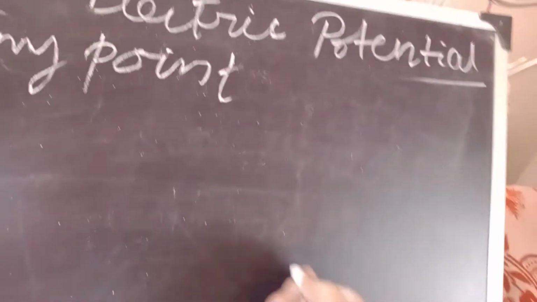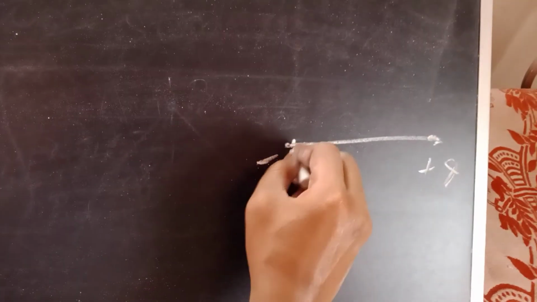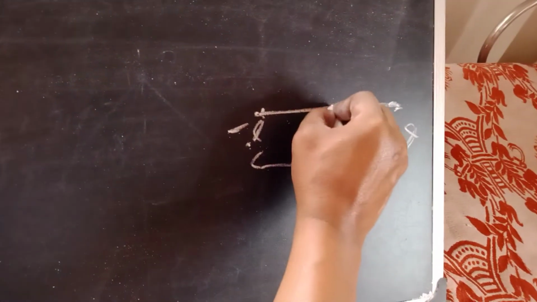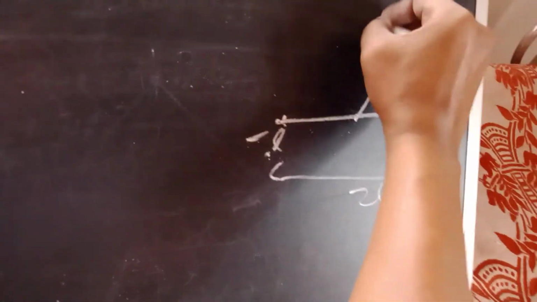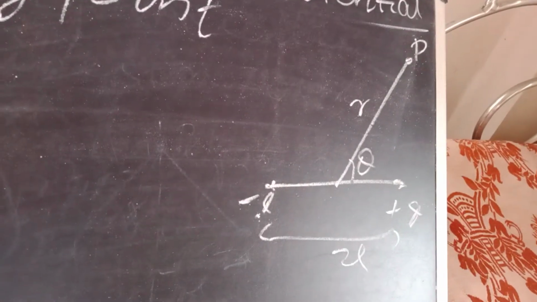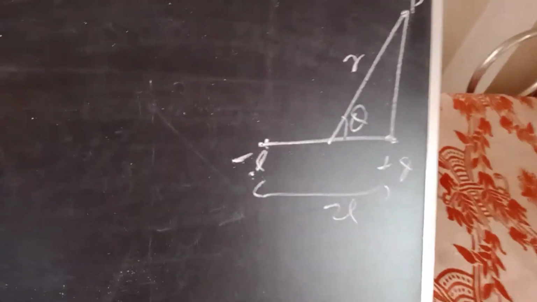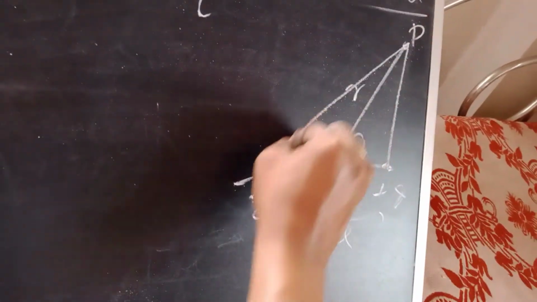Again we take a dipole, plus q, minus q, and that distance is 2l. We already know this middle point. We take that point, this is r and that angle is theta. Now we have to calculate the distance of point P from plus q and minus q.